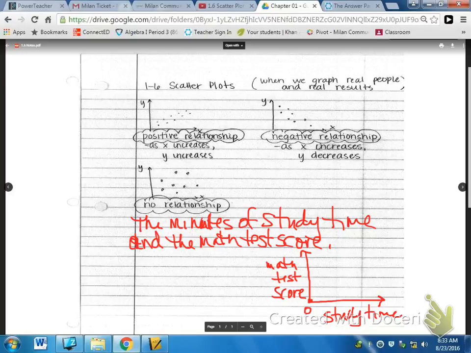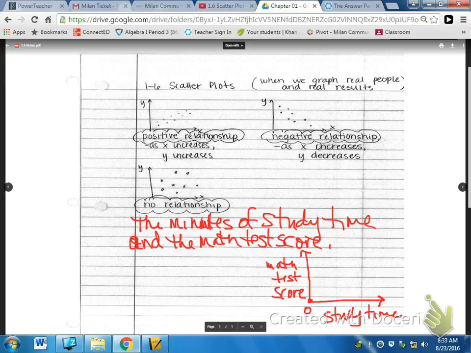Okay, so how many minutes you study for a math test, and what would happen to your math test score. Does anybody want to take an educated guess on this one, if there's going to be a relationship, positive, negative, or none? Angela? Positive. How many people think there'll be a positive? All right, does anybody think there'll be a negative? And does anybody think there'll be none?